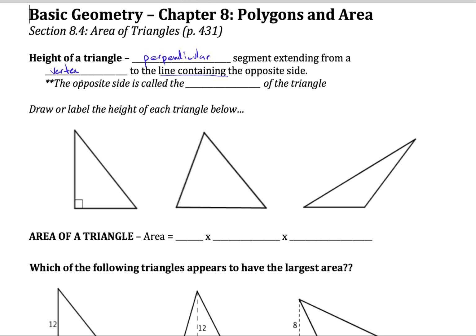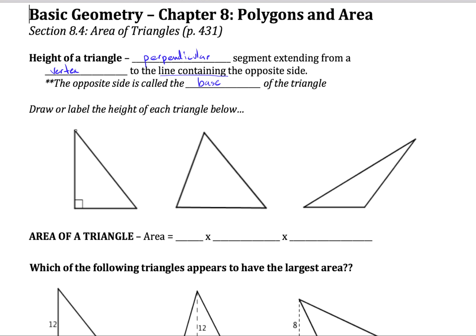Another thing you need to know is when we're talking about this height going from a vertex to the opposite side, that makes the opposite side now the base of the triangle. And these two words, height and base, are both involved in the formula for area of a triangle. So down here, I'm going to look at three different types of triangles: a right triangle, an acute triangle, and an obtuse triangle. And I'm going to look at how the height ends up showing up kind of differently in each one of these.